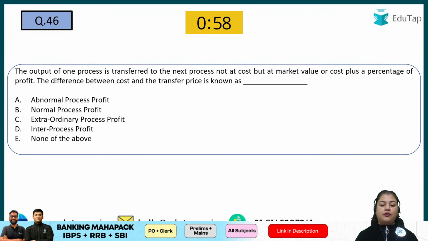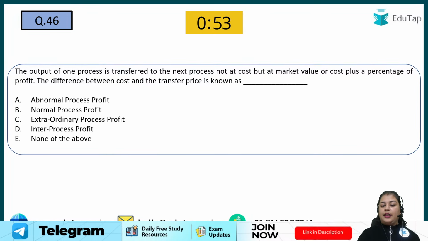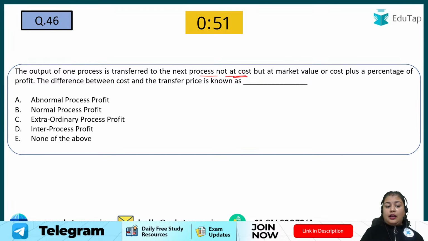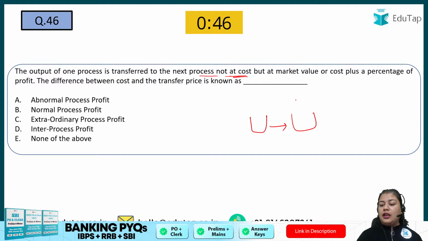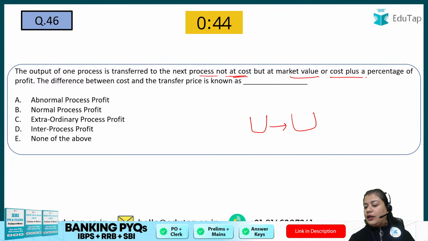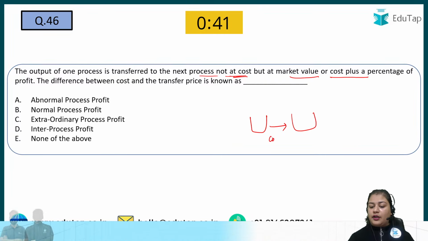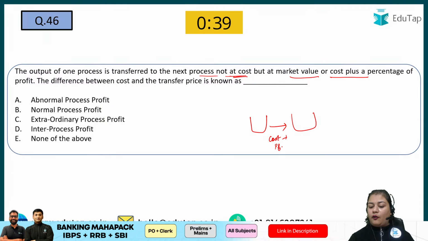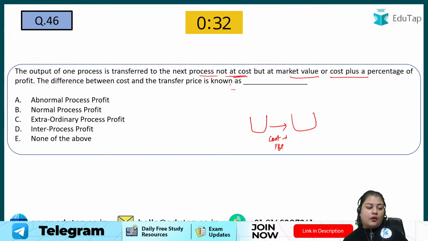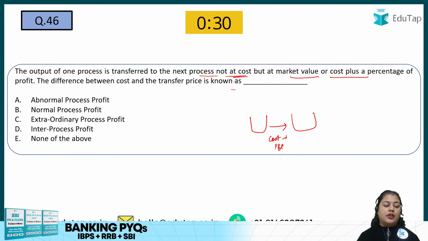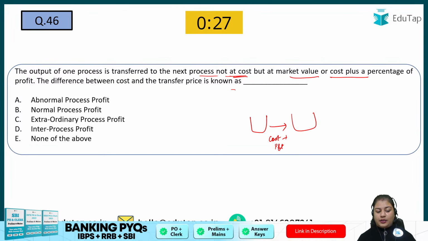Question 46. The output of one process is transferred to the next process not at cost, but at market value or cost plus a percentage. So we are transferring at cost plus some profit percentage. The difference between the cost and the transfer price is known as dash. Abnormal profits, abnormal process profit, normal process profit, extraordinary or inter process profit. Yes, everybody answered it correctly.